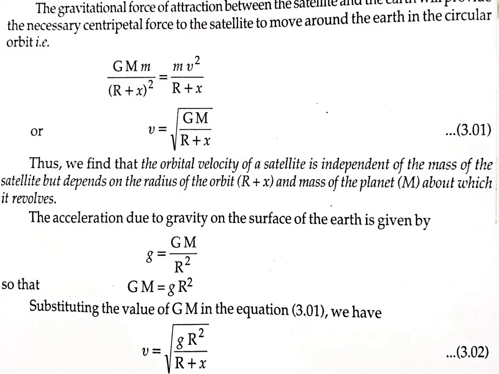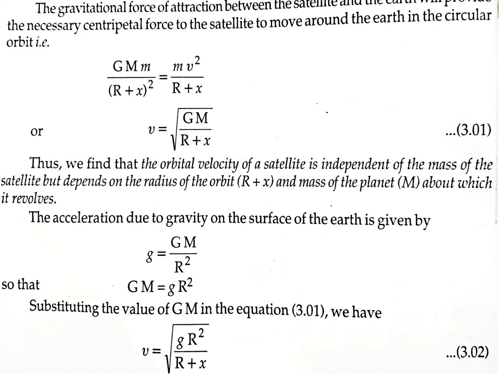Gravitational force of attraction between the satellite and Earth will provide the necessary centripetal force to the satellite to move around the Earth in the circular orbit. So gravitational force is the product of mass of Earth and mass of satellite over distance squared. So GMm over (R plus x) the whole squared is equal to centripetal force mv squared over R plus x. R is the radius and x is the distance of the satellite from the surface of the Earth. So we can find the velocity v is equal to the square root of GM upon R plus x.